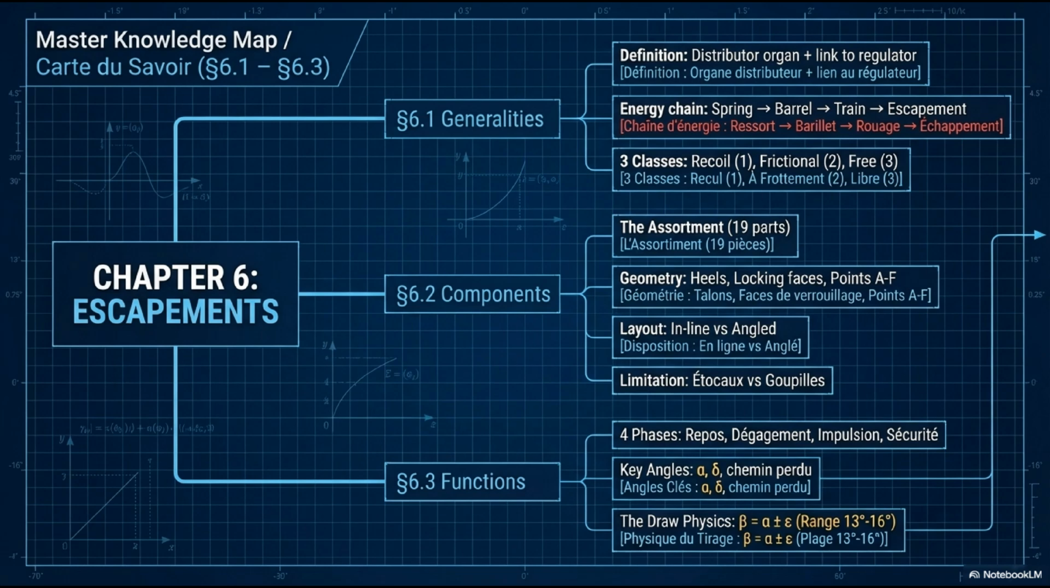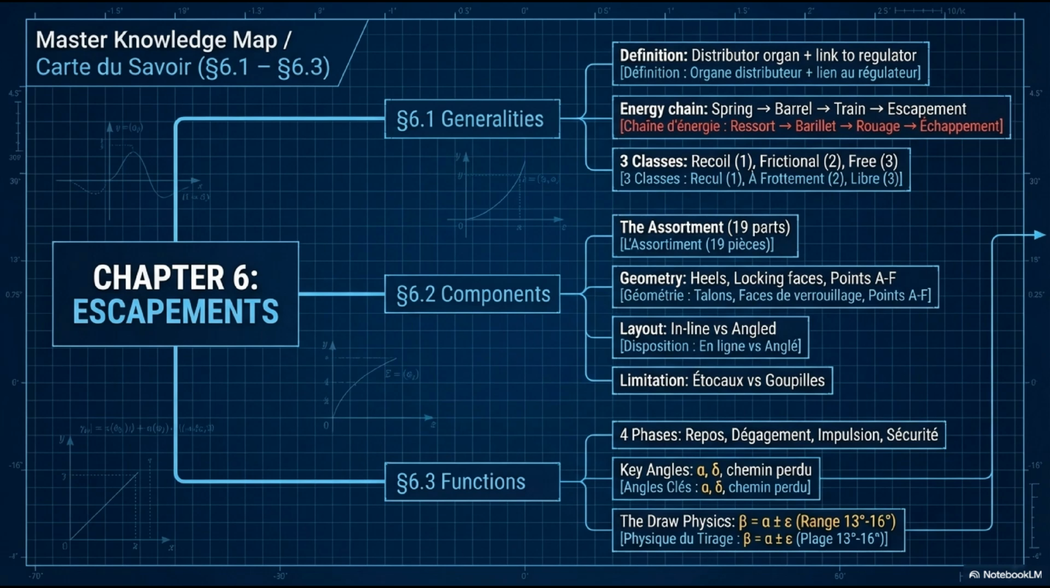The geometry of the heel-shaped tooth with locking face AB and impulse face BC, and the pallet stone with points through F, with a layout of the 3 centers as pointage, inline versus angled. And the limitation methods, ettocox for production, goupils for adjustment.